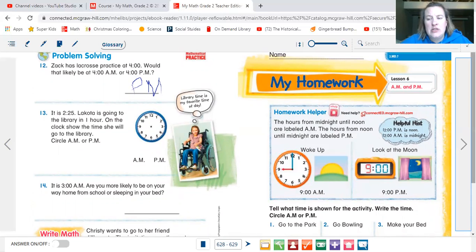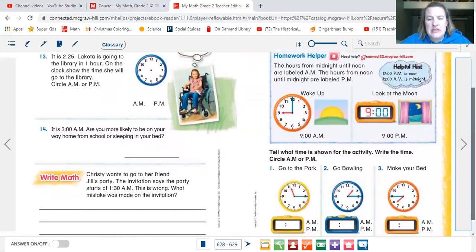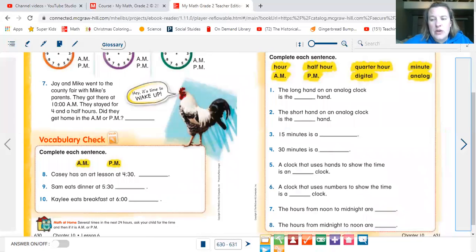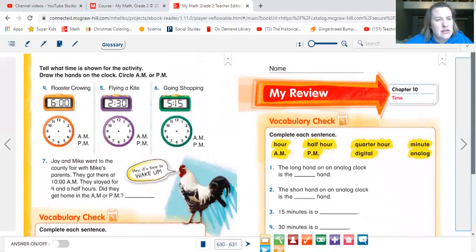So numbers 1, 2, and 3 are very much like our blue folder stuff. Tell what time was shown for the activity, write the time, circle AM or PM. So the hands are on the clock, the activity's right here, you write the time in the clock and circle AM or PM. Let's go ahead and turn the page and look at that. And it only turned one time, which is great. Alrighty, let's look at this.